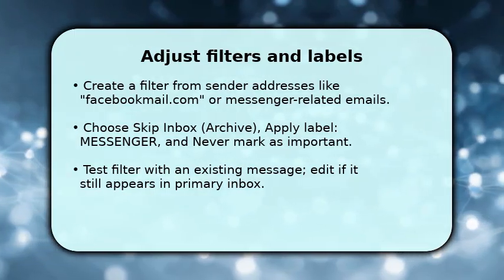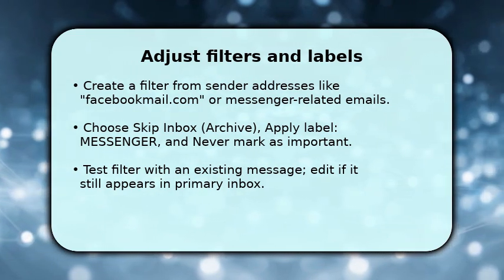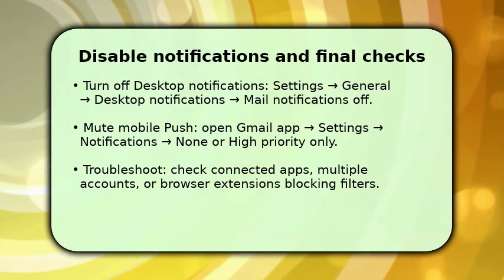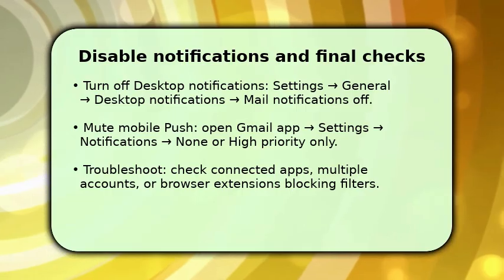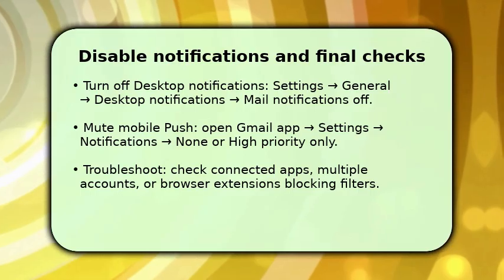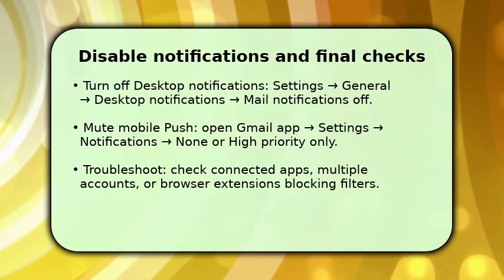If messages still appear in Primary, edit the filter to broaden sender patterns or keywords. Finish by silencing Gmail alerts so Messenger emails stop pinging you. In Settings, right arrow, General, turn desktop notifications off, and in the Gmail mobile app set notifications to none or high priority only to avoid low-importance alerts.